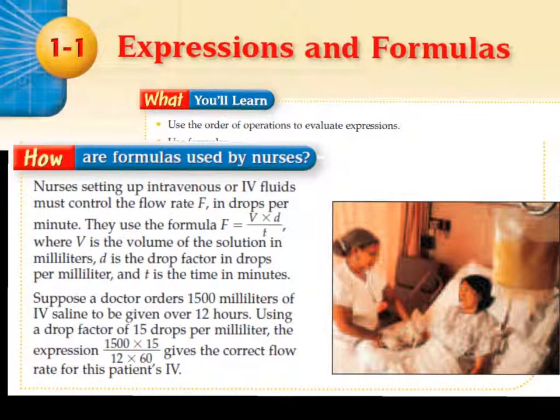They use the formula F equals V times D divided by T, where V is the volume of the solution in milliliters, D is the drop factor in drops per milliliter, and T is the time in minutes. Suppose a doctor orders 1,500 milliliters of IV saline to be given over 12 hours. Using a drop factor of 15 drops per milliliter, the expression 1,500 times 15 divided by 12 times 60 gives the correct flow rate for this patient's IV.